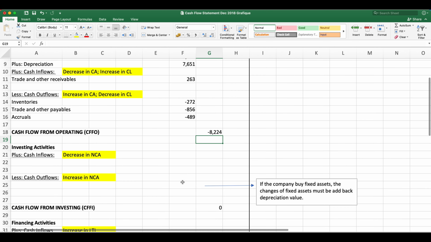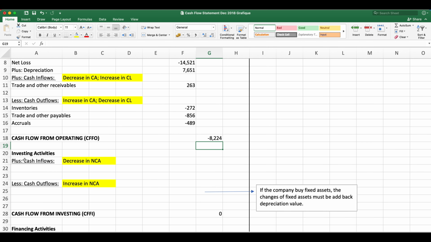Okay, so for the investing activities, we are going to record the cash inflow if there is any decrease in the non-current asset. Meaning to say if there is a decrease in the non-current asset, the company has disposed of its fixed asset or non-current asset. So that's why the money comes in and we record it as a cash inflow. And we are going to record the cash outflow when there is an increase in the non-current asset, meaning to say the company is buying more assets. So that's why the cash outflow. So please take note here.